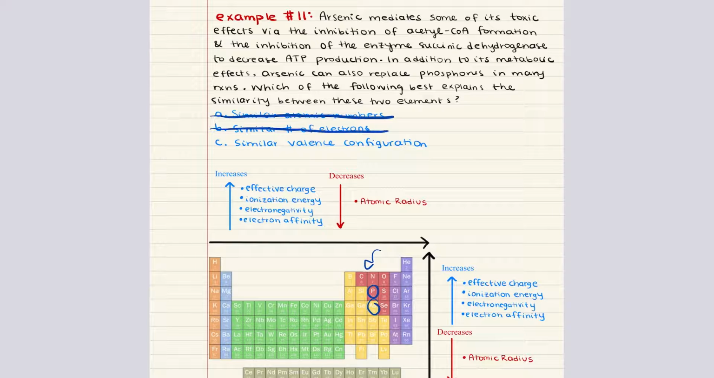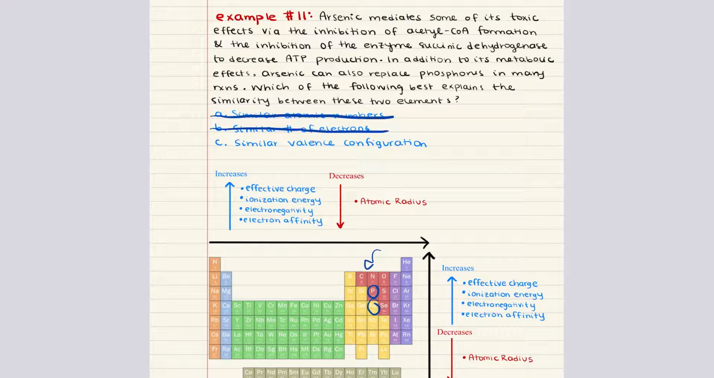Answer choice C says similar valence configuration. This is correct. Both phosphorus and arsenic have 5 valence electrons, and so they have a similar valence shell. They have the same number of valence electrons in their outer shell, and the similarity in their valence electron configuration leads to similar chemical properties, allowing arsenic to substitute for phosphorus in many biochemical reactions.